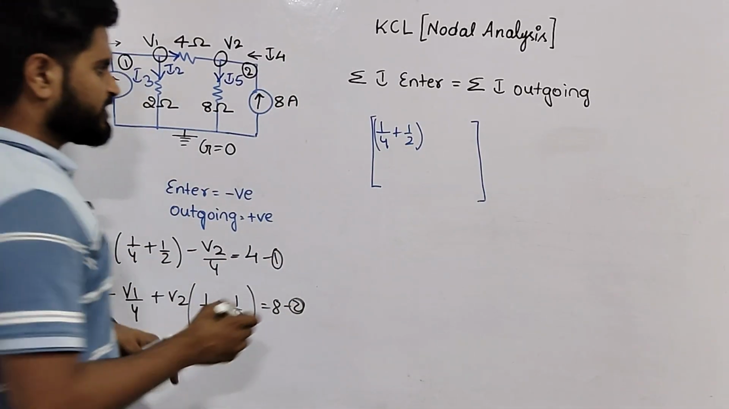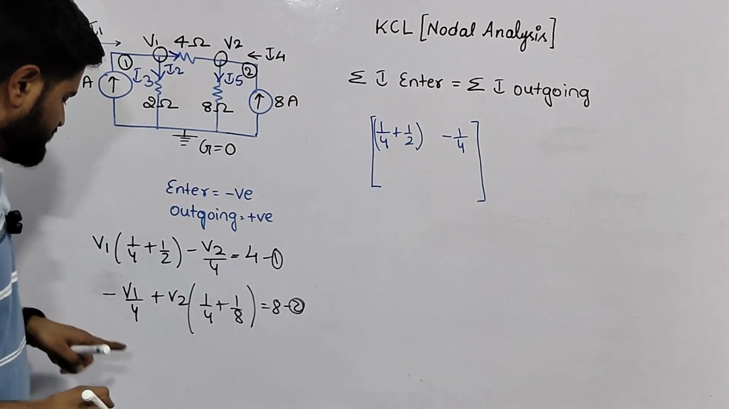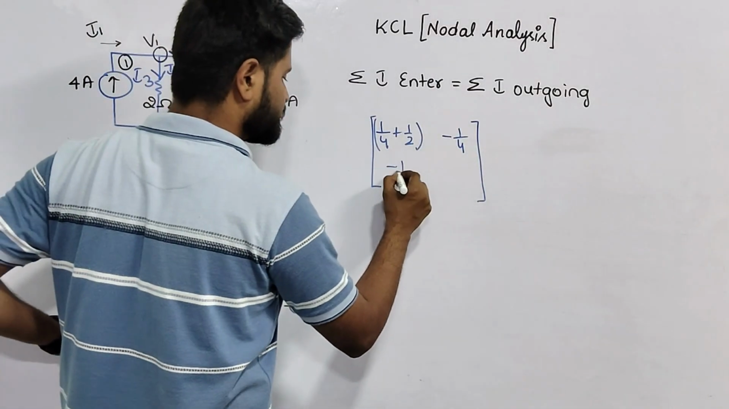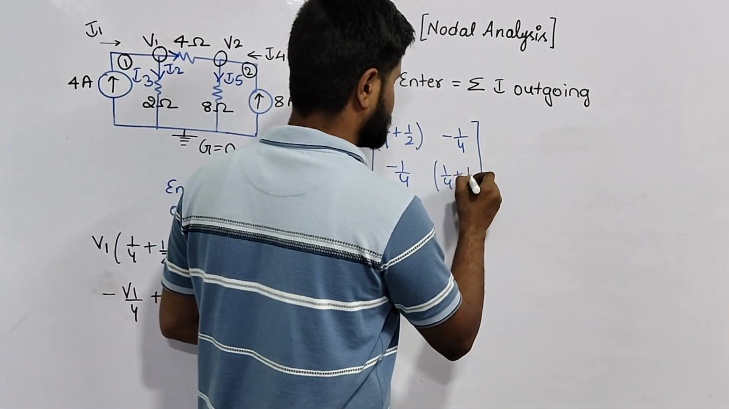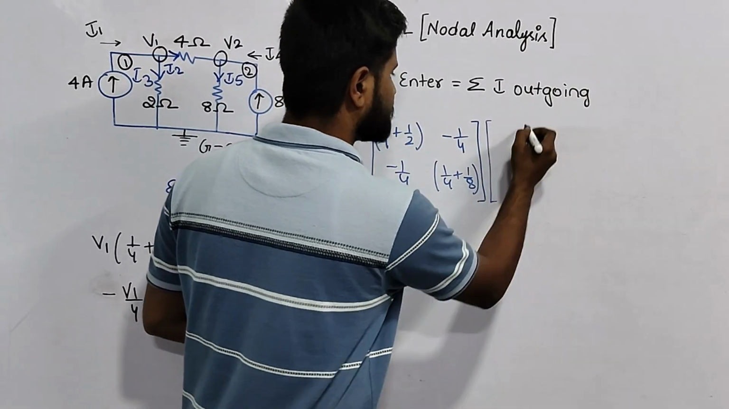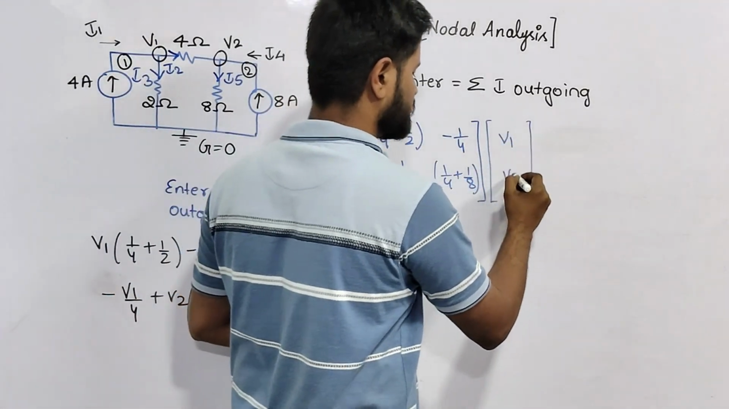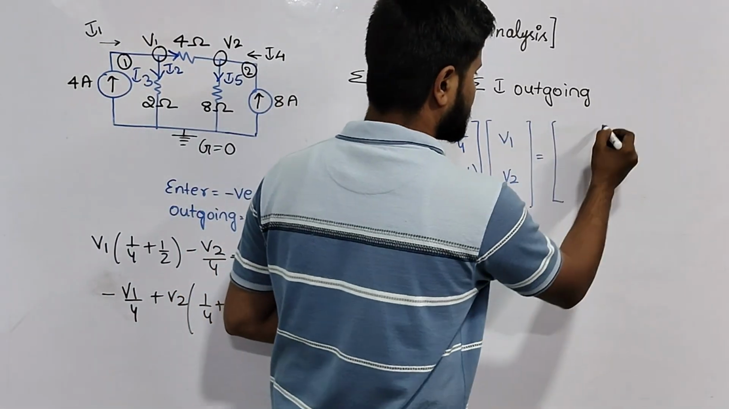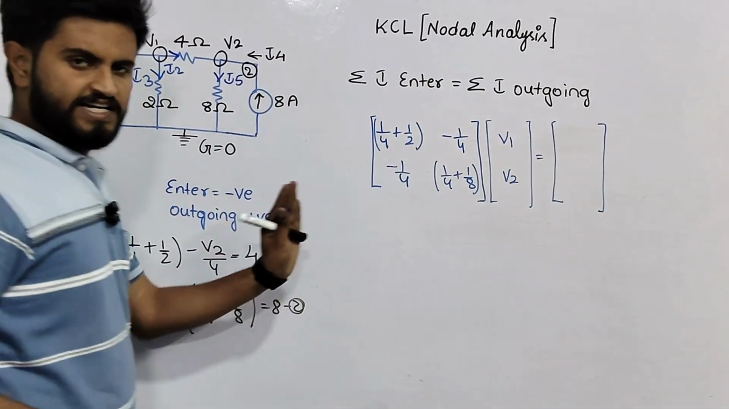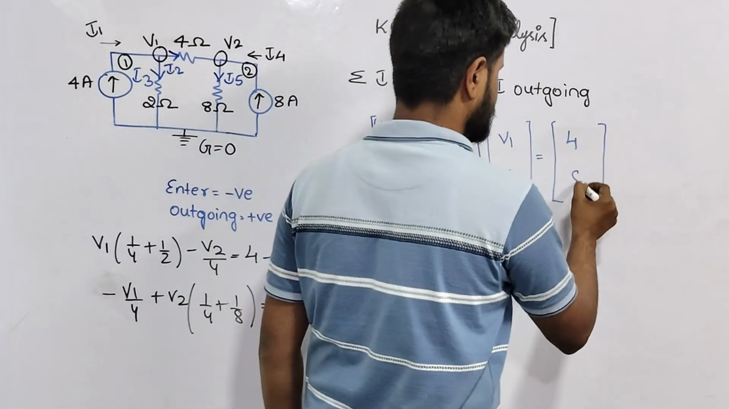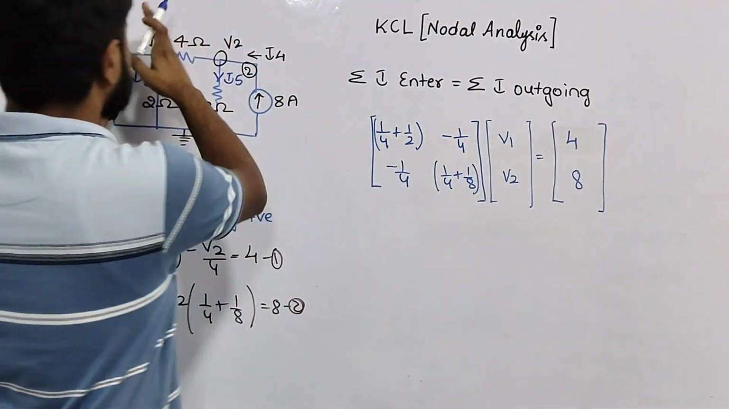Next, with V2, what is there? Minus 1 by 4. Next here, minus 1 by 4, and 1 by 4 plus 1 by 8. Next here, what are the variables used? V1 and V2 are the variables used. So V1, V2, which will be equal to, what are the constants? So constants are 4 and 8, which are at the right hand side. So 4 and 8. Now using this matrix, let's solve the problem and get the V1 and V2 values.